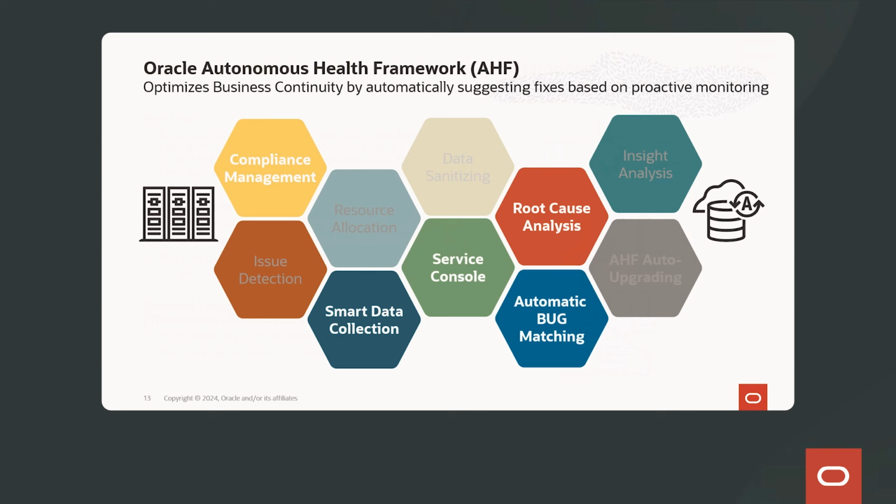fixes based on proactive monitoring. And that's exactly where Oracle Autonomous Health Framework, or short AHF, comes in. AHF optimizes business continuity by proactively and constantly monitoring your system, the servers, the databases, the storage, the network, and suggesting fixes based on the data it collects. And it does that using different approaches, different models.